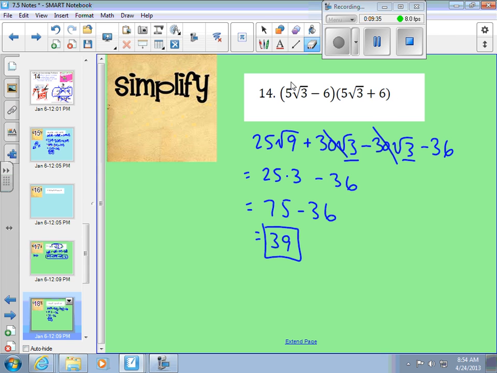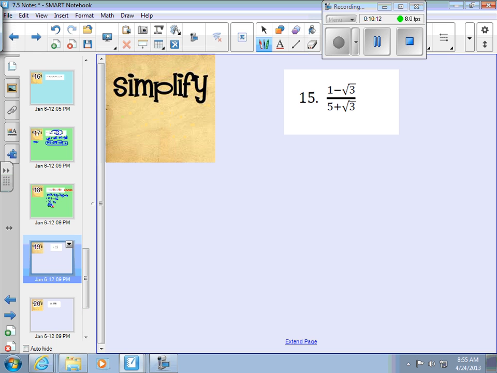If you look at number 14, what we were multiplying together, notice that both terms are the same. 5 square roots of 3 and 6, they got the same numbers. The only difference is one is minus, one is plus. When we multiply like this, these are called conjugates. So anytime you have the same numbers, just different signs, it's called a conjugate. And what happens when you multiply with conjugates is you always get rid of all your radical terms and you get a whole number answer. The reason I bring that up is we're going to use that to simplify this next one.